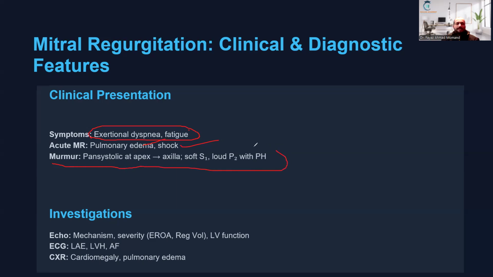Murmur: you hear a pansystolic murmur at the apex, and it radiates to the axilla. S1 is soft, and P2 will be loud, and you may see pulmonary hypertension or pulmonary wedge pressure getting higher than it should be. Investigations for mitral regurgitation: echo is again the investigation of choice. You can do an ECG, which will give you evidence of left atrial enlargement, left ventricular hypertrophy, or AFib. Chest X-ray may show cardiomegaly or pulmonary edema in acute cases.